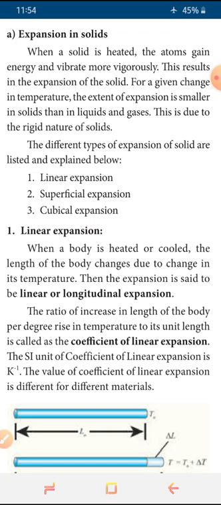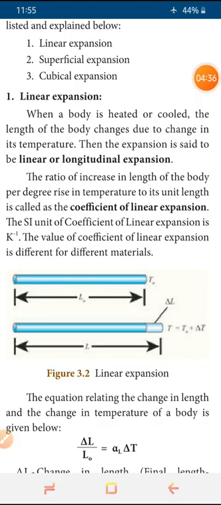How can we define expansion of solids? When a solid is heated, the atoms gain energy and start to vibrate, as we discussed, and that vibration becomes more and more. This vibration gives expansion of the solid. In that expansion there are three types. First is linear expansion. We heat a body, and after heating or cooling, the length of the body changes. This is called linear expansion.